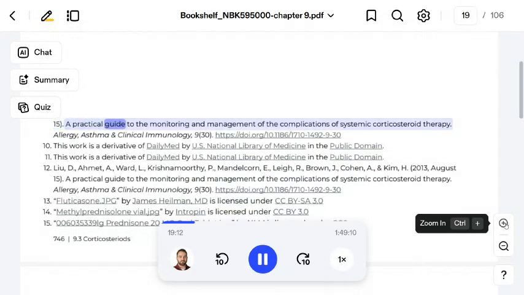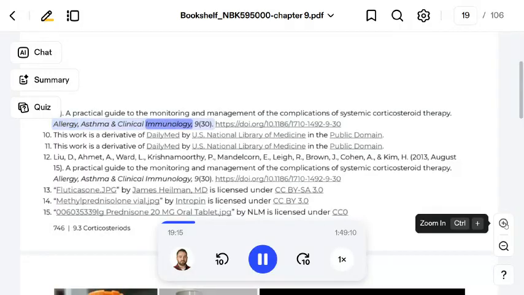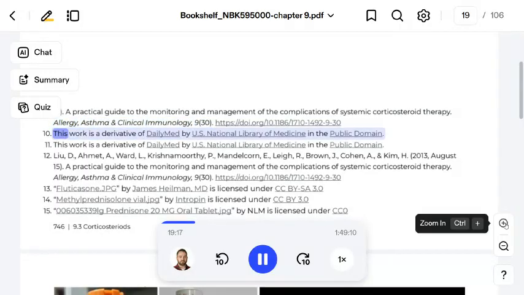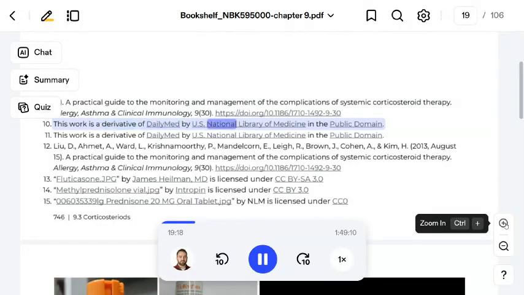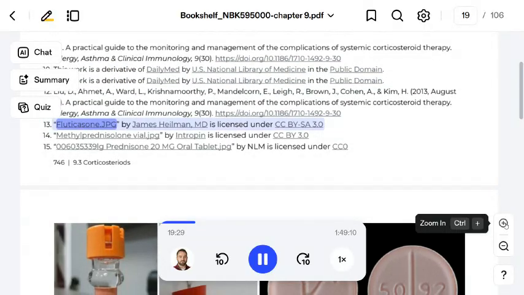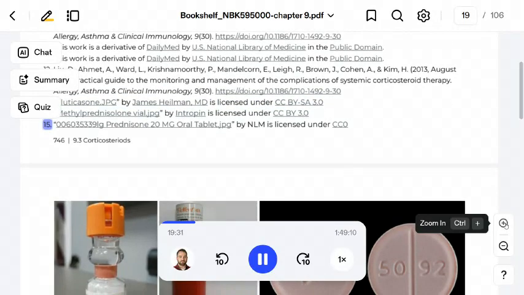A practical guide to the monitoring and management of the complications of systemic corticosteroid therapy, allergy, asthma, and clinical immunology. This work is a derivative of DailyMed by U.S. National Library of Medicine in the public domain. Fluticasone.jpg by James Heilman, MD is licensed under CC BY-SA 3.0. LG prednisone 20 mg oral tablet.jpg by NLM is licensed under CC0.